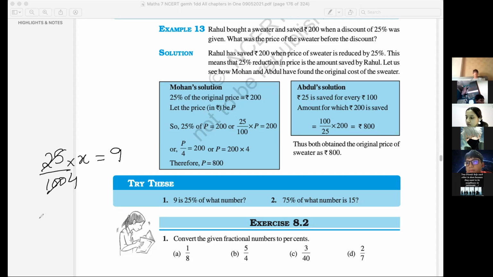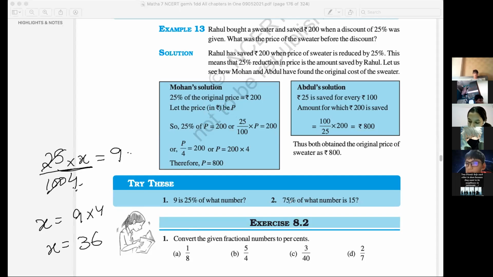Yes. So this is 4. Now x is equal to 9 into 4, because 4 is in the denominator, it will go and get multiplied. यहाँ पे divided है, so it will go over here and get multiplied. So 36.